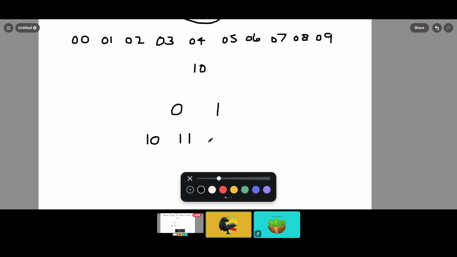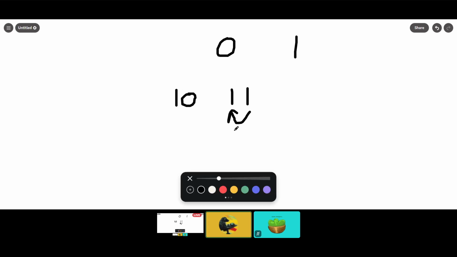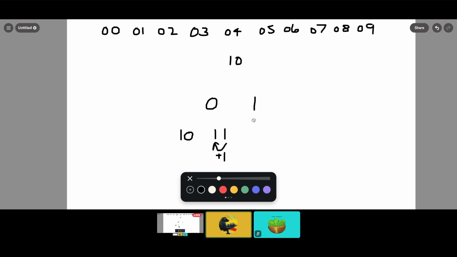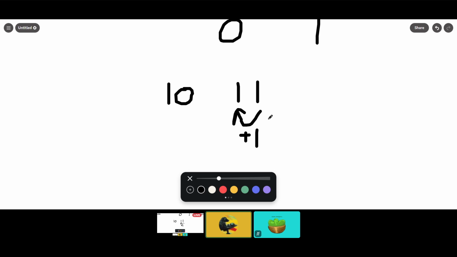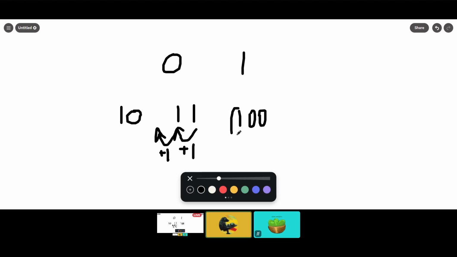Then now we reach an issue again, because after 1, we've got no more symbols. So we add 1 in the tens place, correct? But oh no, our tens place is 1 also, and after 1, there are no symbols. So what do we do? We add 1 in the hundreds place. And then from this, we'll get 1, 0, 0. That's how easy it is. Once you run out of symbols, you just add in the next place, and you keep doing that.